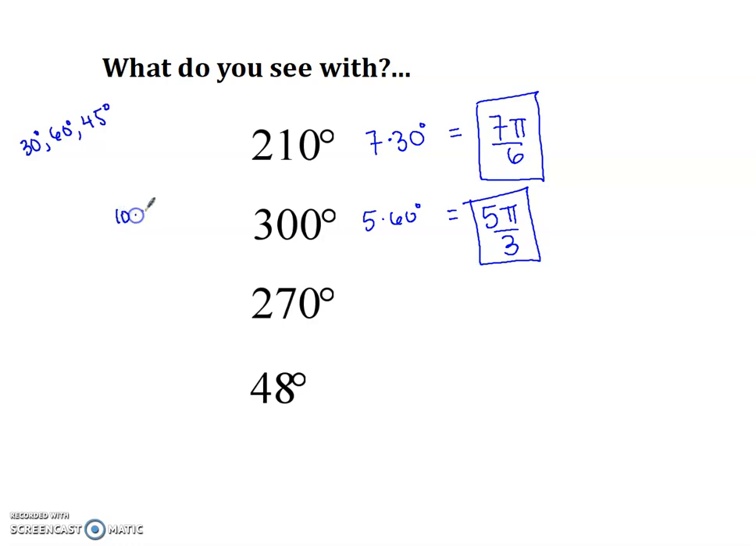Okay. Now, if you didn't realize 60 went in there and you did 10 times 30, 30 is pi over 6, 180 over 6 is 30. This is going to reduce to 5 pi over 3.